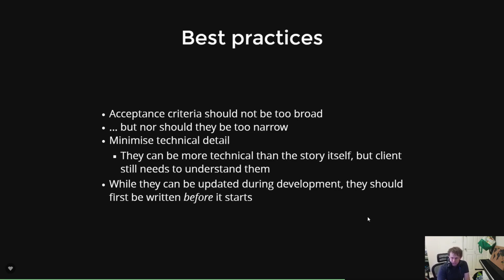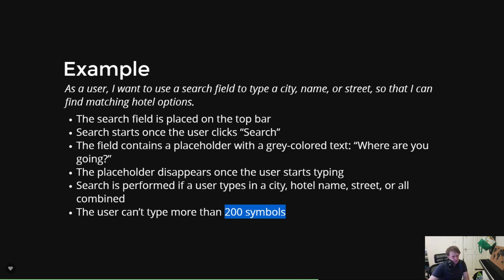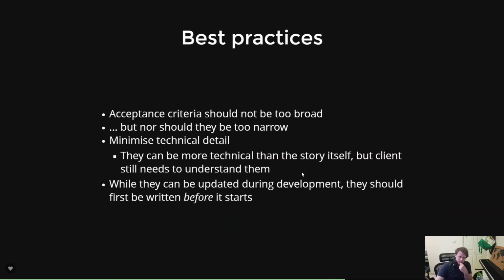Your acceptance criteria needs to balance being too broad with too narrow. You should try and minimize technical detail. There's obviously going to be a bit more technical detail in it than in user stories, as you probably saw on the previous slide. I mean, this is the best description of it. It's kind of technical, right? Like, 200 symbols and placeholder, but it should still be understood by normal people. It shouldn't be so technical that it's inaccessible.